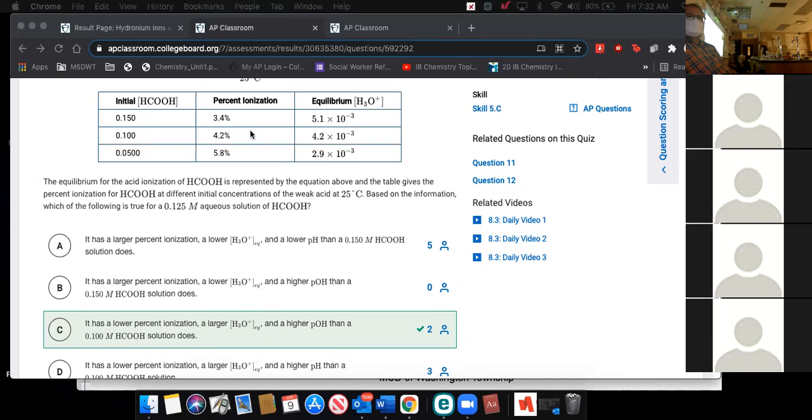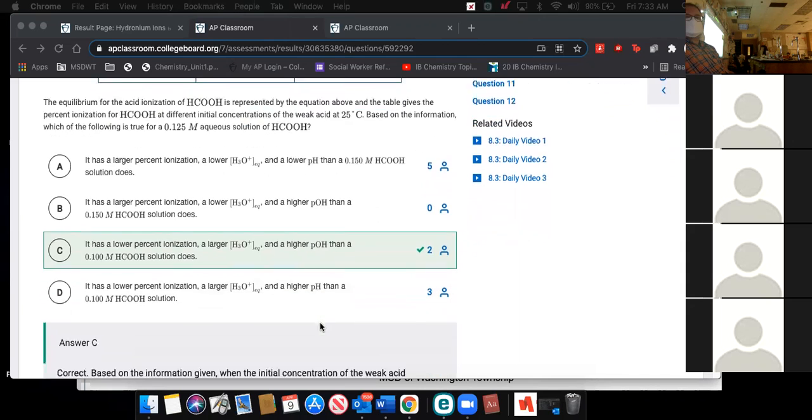It is a graph reading exercise, so you can sit there and put the 0.125 here, and then extrapolate some ideas of where these should be. And the trends are there. Everything else is just definition. Higher pOH versus pH and stuff like that.